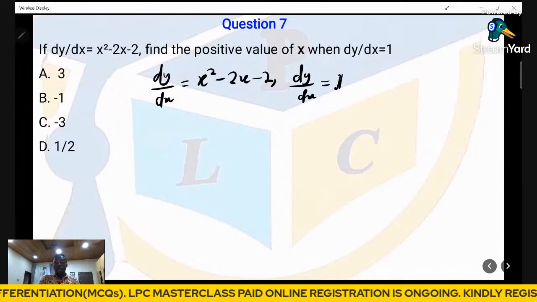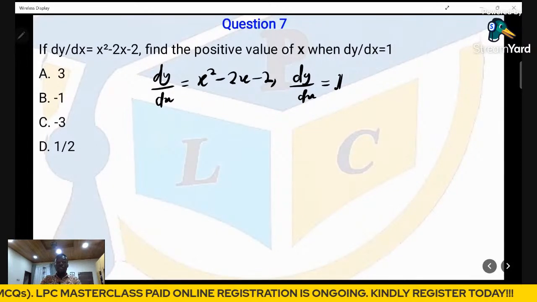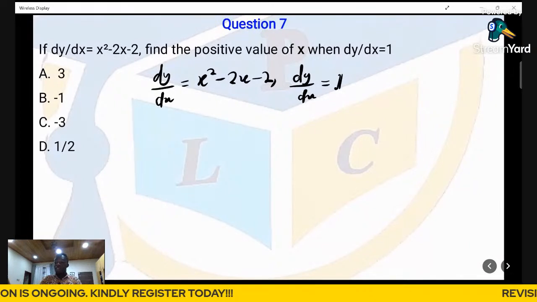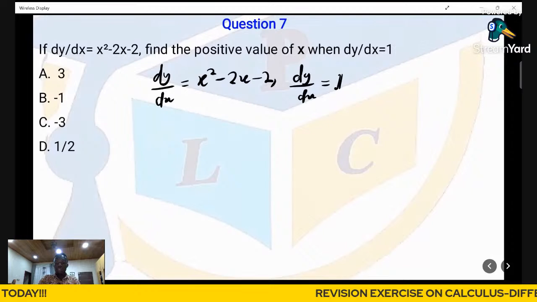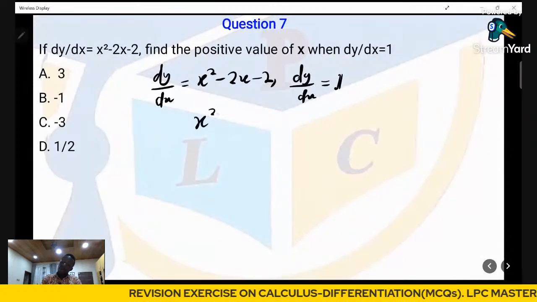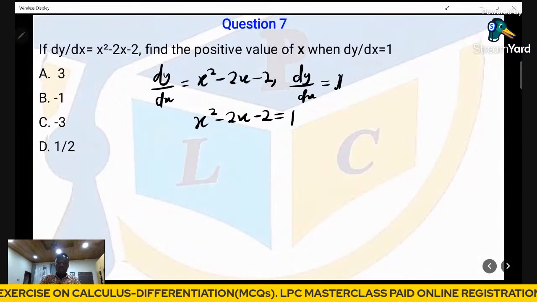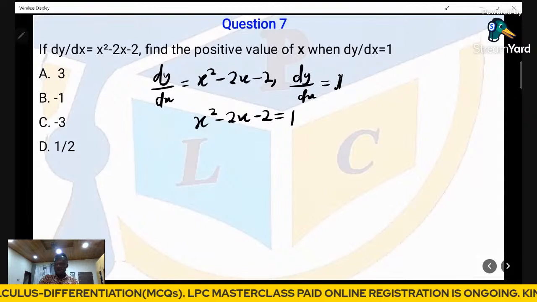So that means we have dy over dx, or f prime of x, in terms of its function and in terms of its value. If the function and value are both dy over dx, then we can equate the two. Is that okay? So this will mean that we have x squared minus 2x minus 2 should be equal to 1.